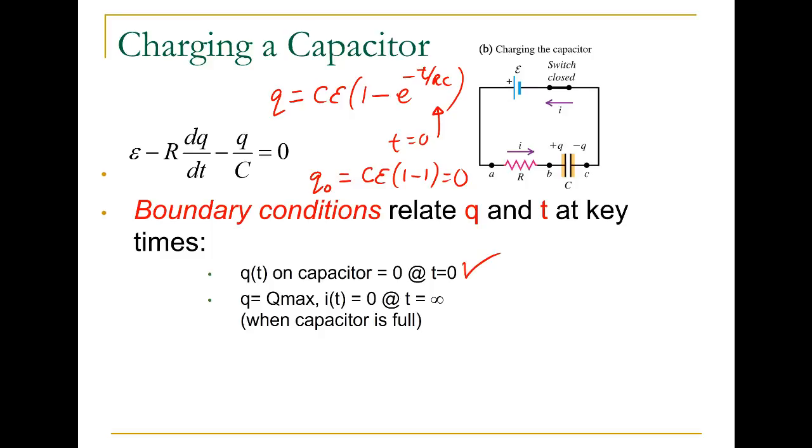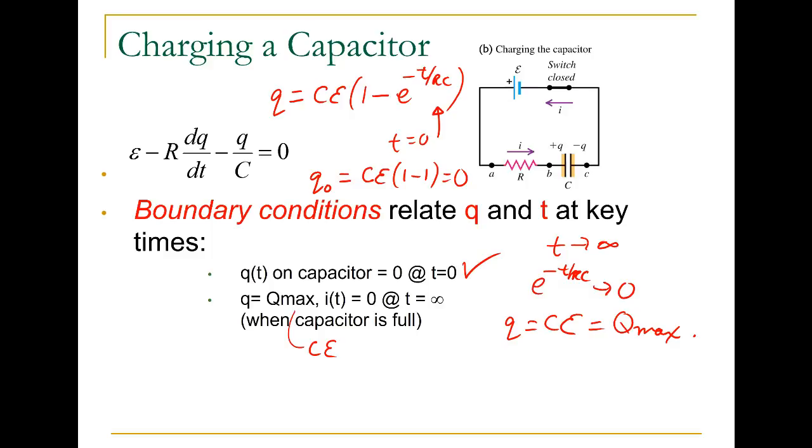And then Q is equal to Q max, which we said was equal to CE when time goes to infinity. So as t goes to infinity, e to the negative t over RC goes to 0, and Q is equal to CE, which is what we said was Q max. So anytime you come up with a derivation like this, you want to see if it makes sense.